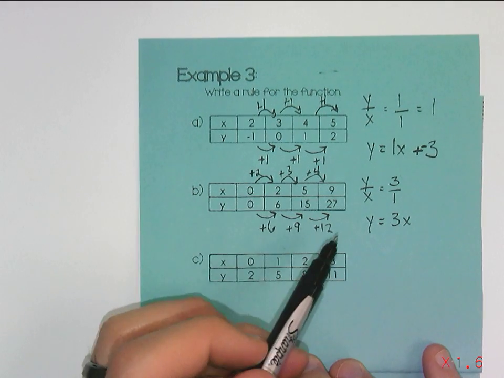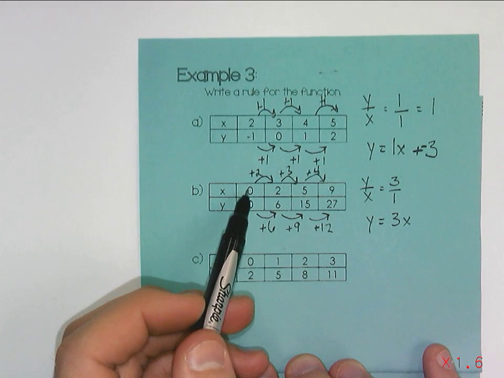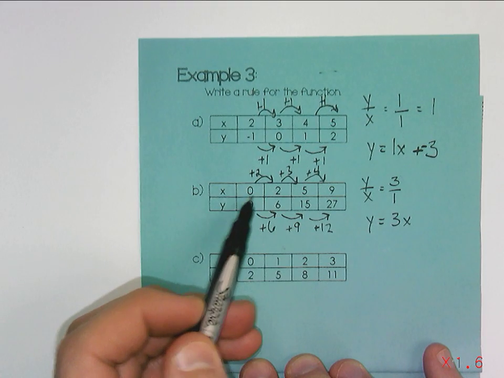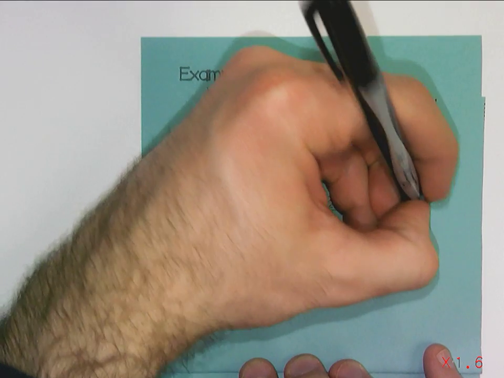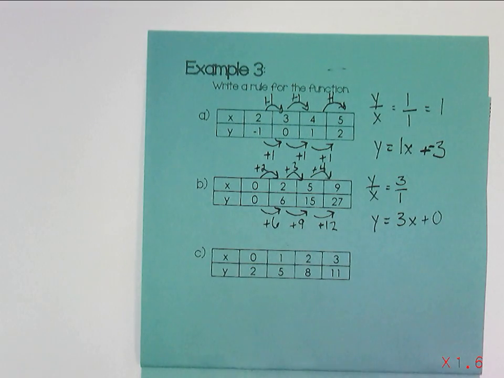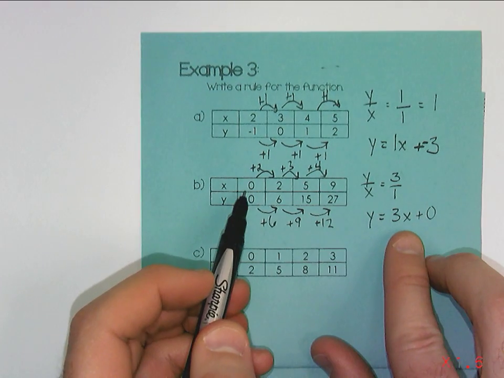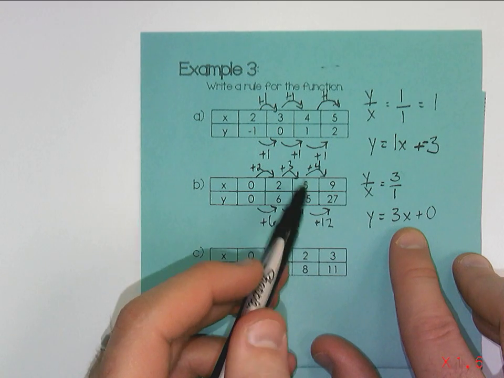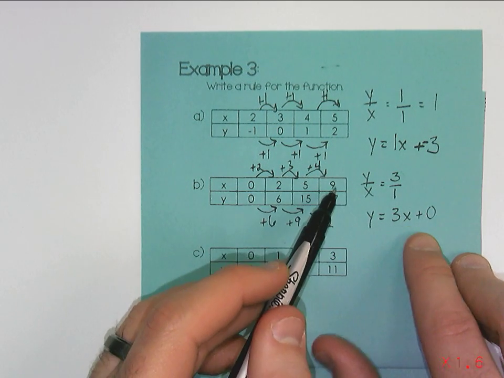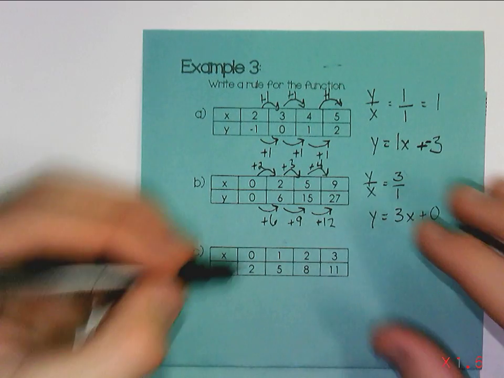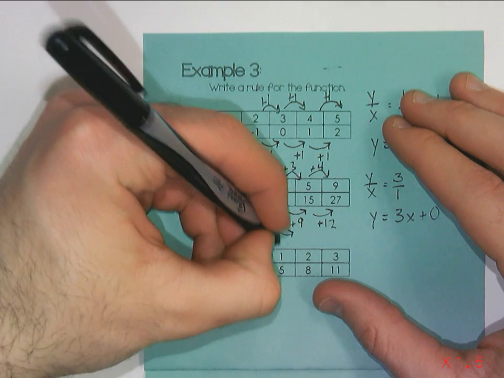And then I'm going to look where my 0 is. So where x equals 0 is what I need to put in. So we could say plus 0, but in this case we could just do 3 times x. So if we plug these in, 3 times 0 is 0, so that works. 3 times 2 is 6. 3 times 5 is 15, 9 times 3 is 27. So that's working there.